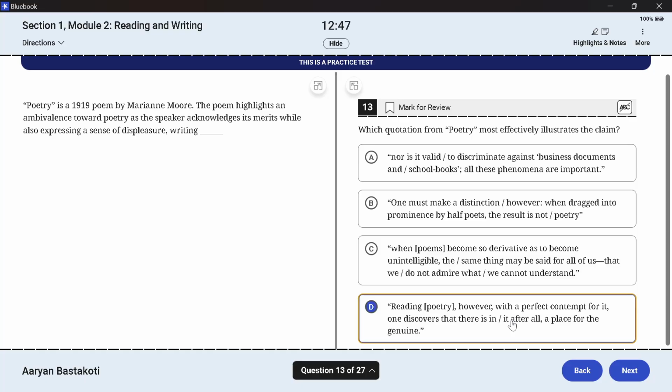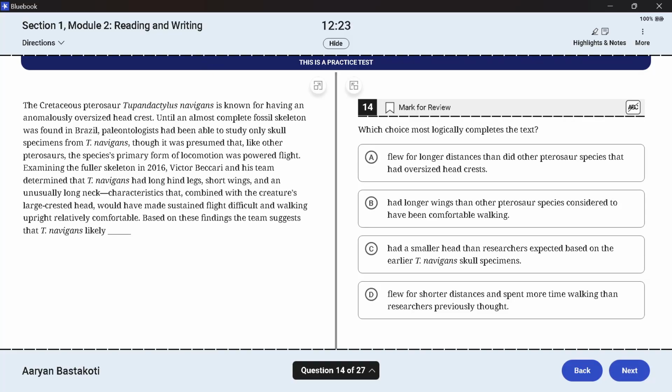This seems like the right answer, but I do not know why it is the right answer. By the process of elimination, this can't be the right answer, because it does not talk about merit at all and does not talk about displeasure either. And one must make a distinction, however, when dragged into prominence by half poets. Okay, I'm choosing this by eliminating others.